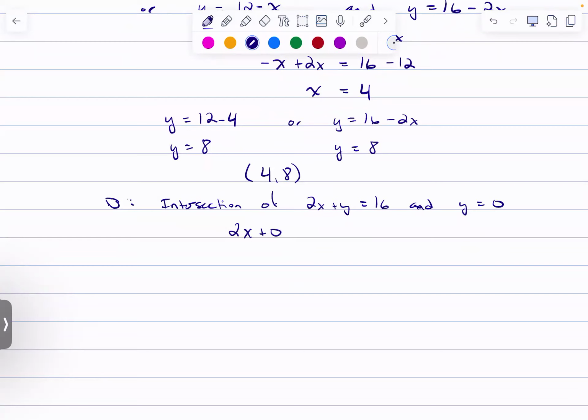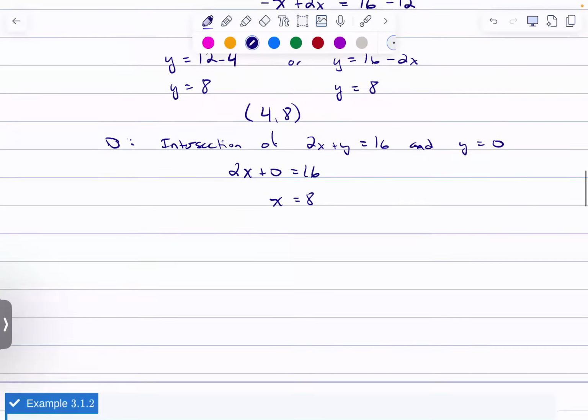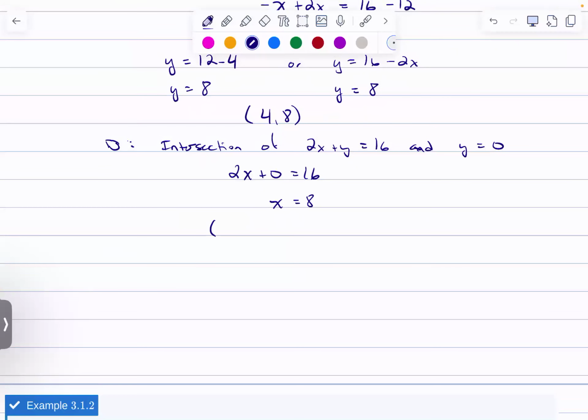2x plus 0 equals 16, so x must be 8. And y must be 0. So then the intersection happens at 8, 0. Nice.